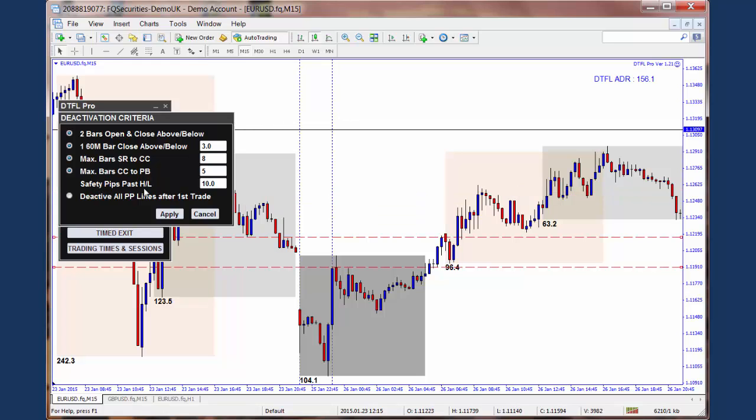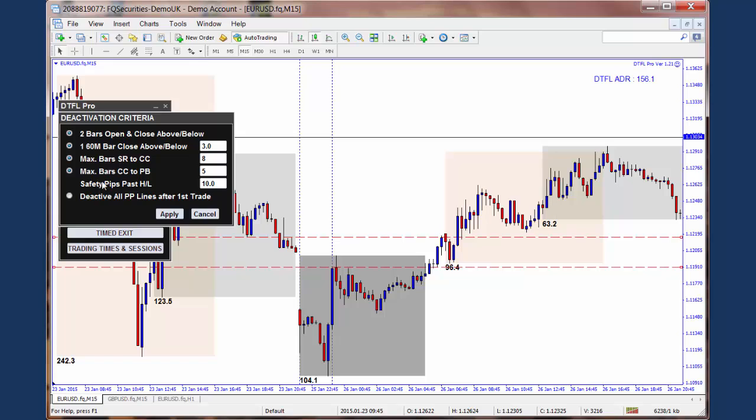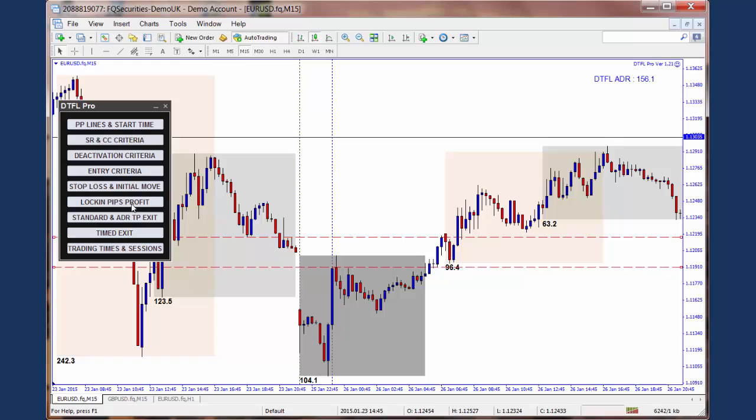So the safety pips past high low. This criteria is a deactivation criteria, but it's more easily explained when I get to the entry criteria. So I'll come back and talk about safety pips past the high low, how that operates in relation to deactivating the PP line, when I explain the entry criteria, which is the next one. For an explanation of how this input works, go to the entry criteria and I'll explain it there.